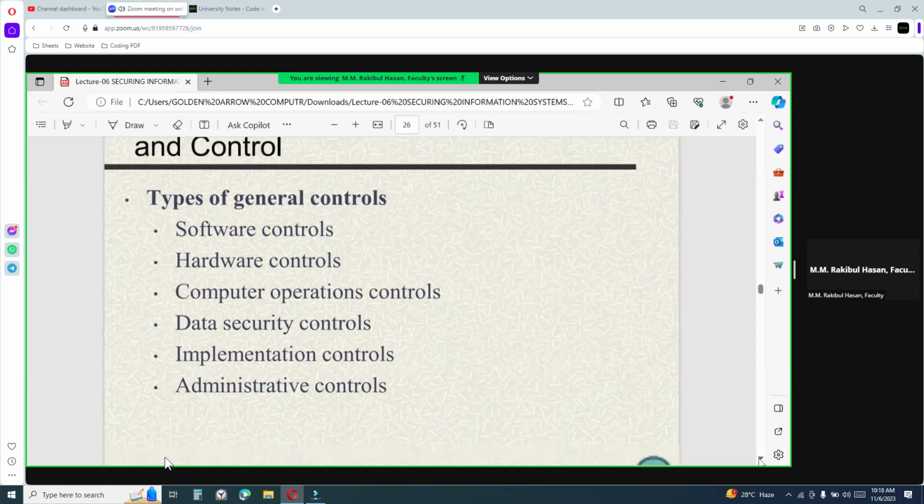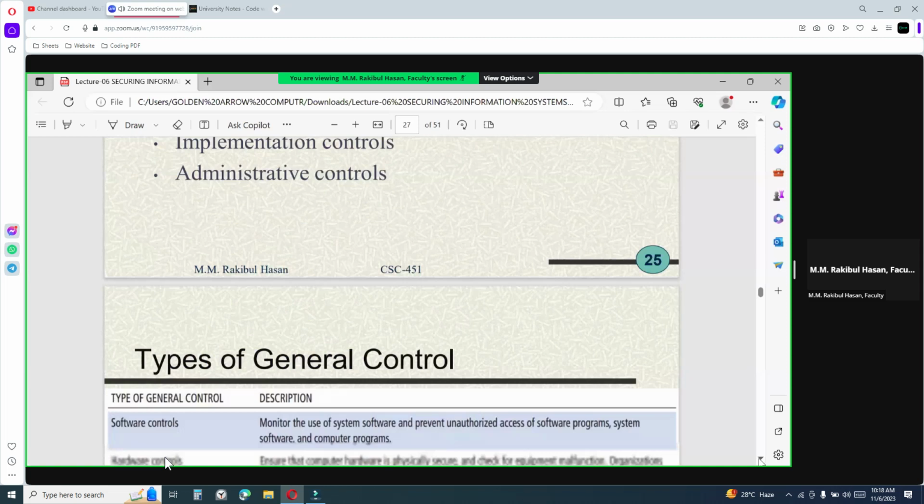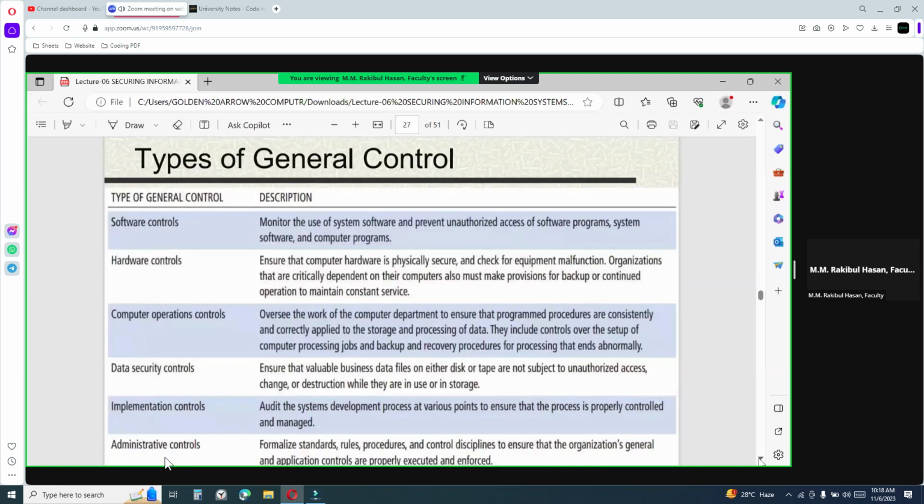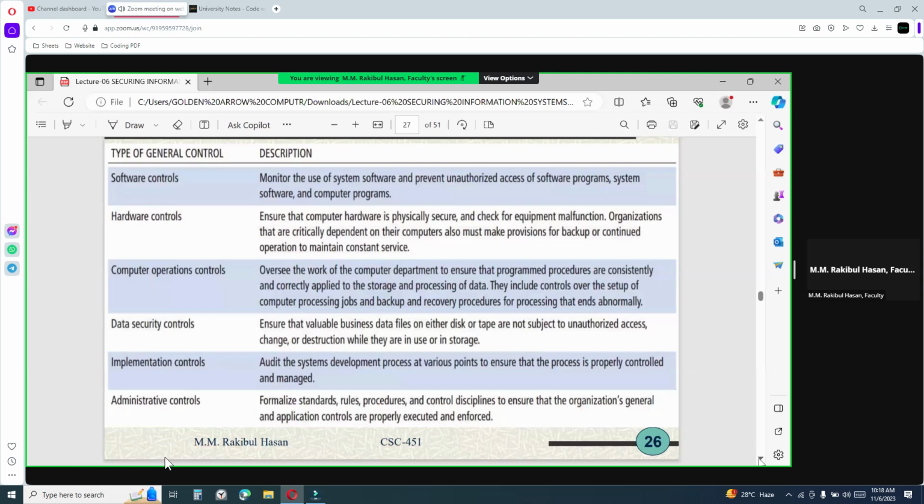In this table you can see. Okay. So software control, what does it mean? That means only authorized person will be able to access the software. It could be system software, it could be application software, whatever the software it is. Only the authorized person, those who have access into the system, they can access the software.